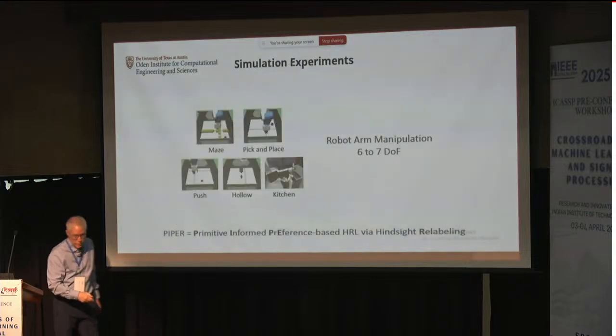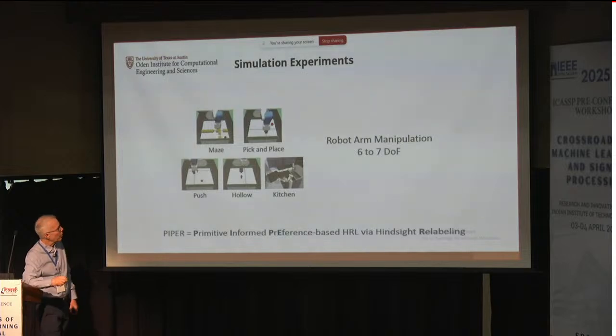Okay, so simulations. This is a variety of robot arm tasks. This is a very simple task: move to the target, pick up an object and move it to the target. Here, push the object to the target. Hollow refers to it: you have a hollow object.